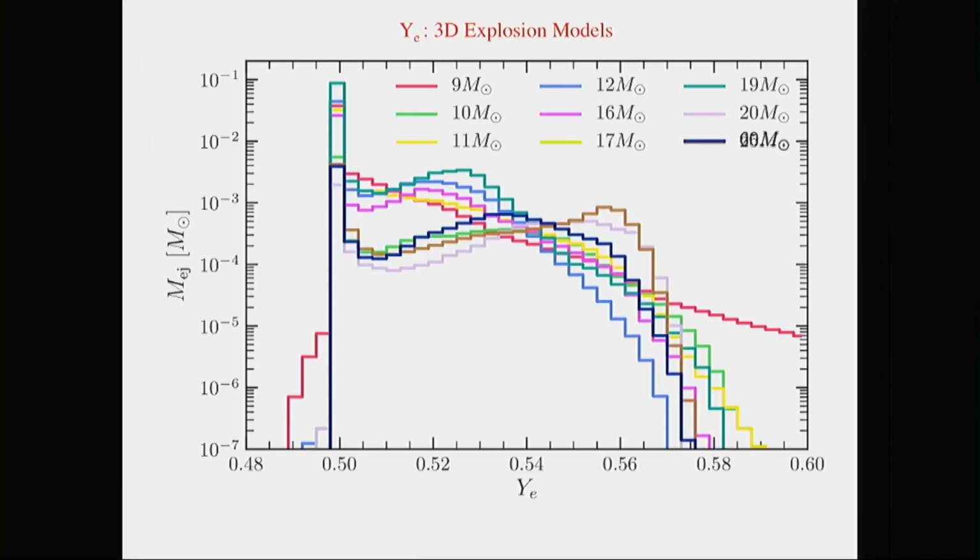You can get the RP process. You can get a number of things. You can get a lot of nickel produced. This is a log plot, so there's not a lot of mass coming out. It's mostly over here in this peak. But this is something interesting.